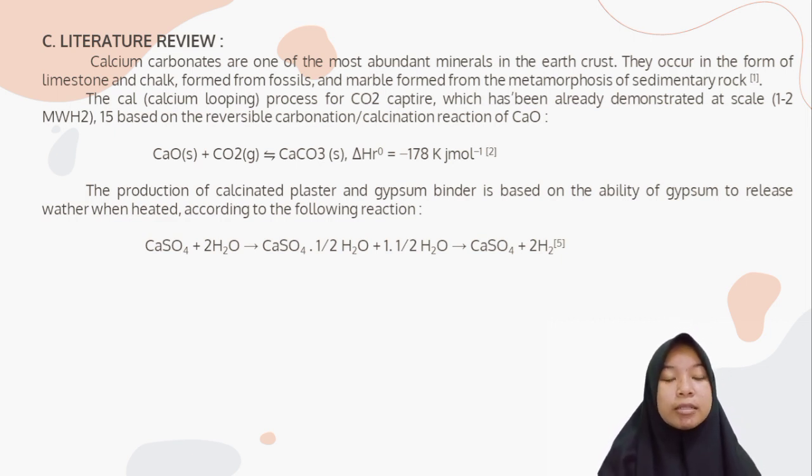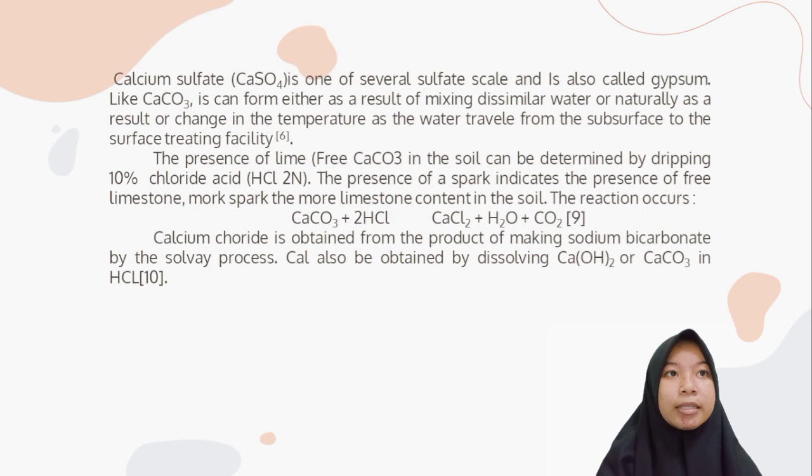The production of plaster and gypsum binder is based on the ability of gypsum to release water when heated, according to the following reaction. Calcium sulfate is one of several sulfate scales and is also called gypsum. It can form either as a result of mixing dissimilar waters or naturally as a result of change in temperature as the water travels from the subsurface to the surface treating facility.